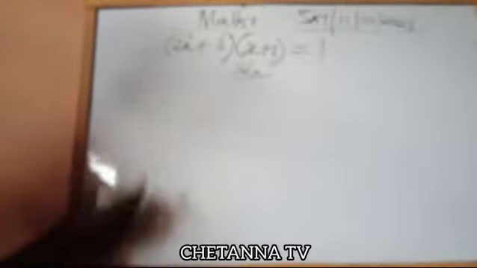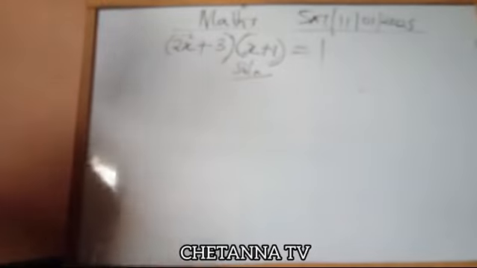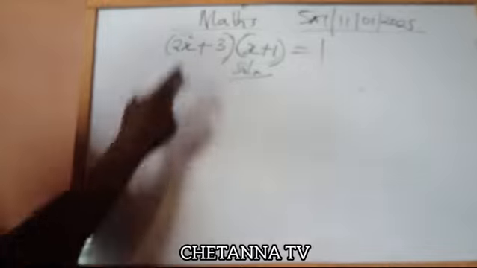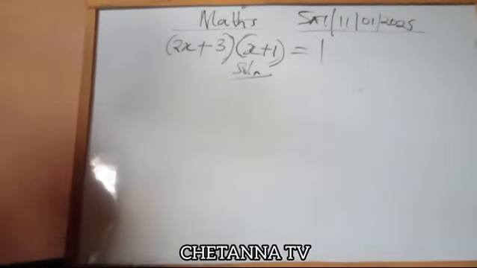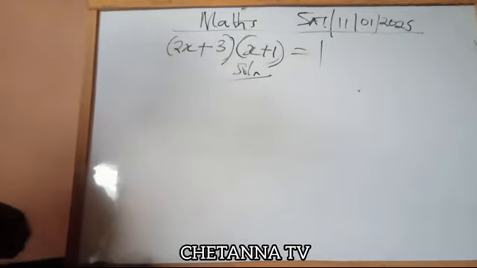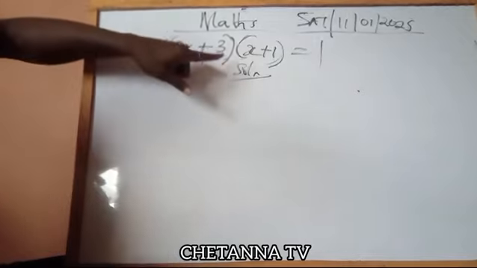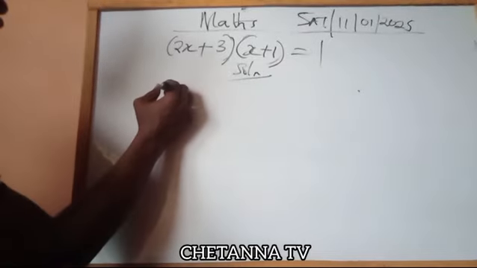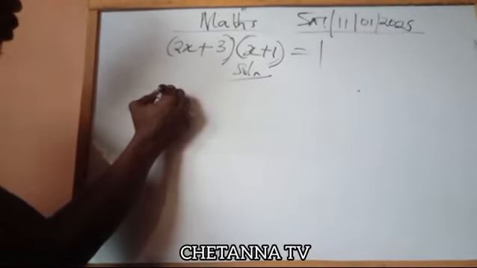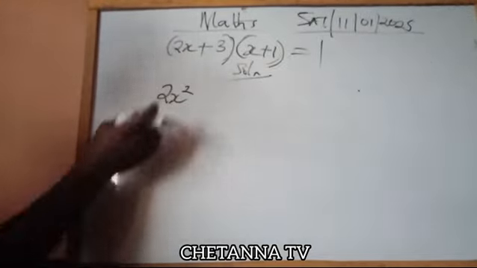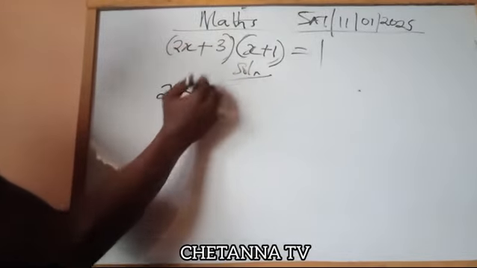Let's expand this. 2x times. Is this 2x? Yes. It's 2x, because we are not solving right now. 2x times x is what? 2x times x is 2x squared, right? 2x times 1 is what?